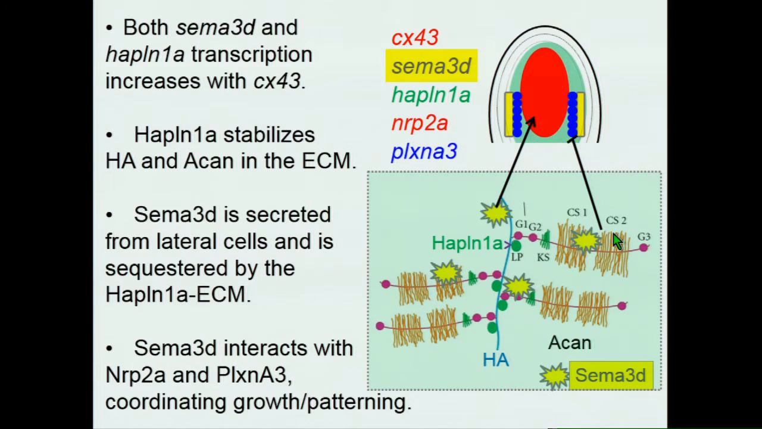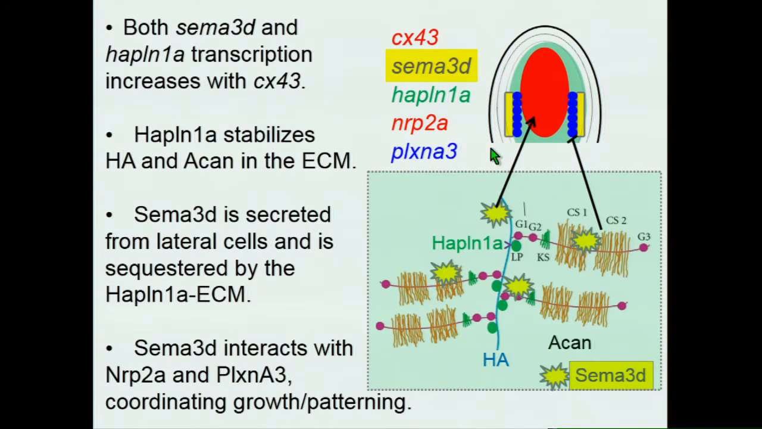So our initial studies on Sema3d and Hapln1a demonstrated that Sema3d and Hapln1a transcription increases with increased connexin 43 expression in the medial compartment. Hapln1a is secreted and stabilizes both hyaluronan and Acan in the extracellular matrix. Sema3d is secreted from the lateral skeletal precursor cells and is sequestered by, potentially stabilized by, one or more components of the Hapln1a extracellular matrix. We don't understand the nature of the interaction between Sema3d and the Hapln1a extracellular matrix, but that work is ongoing.